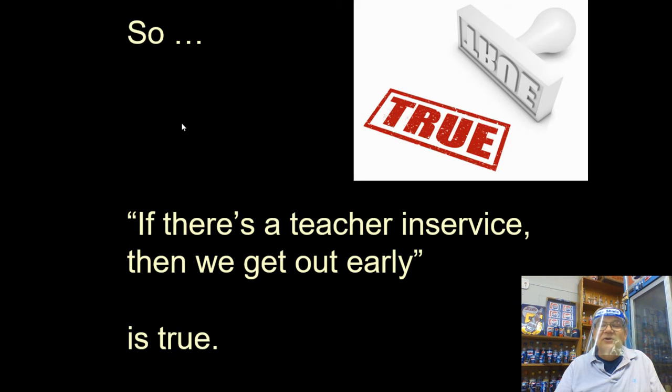So we're going to look at another quick example here. I have, if there's a teacher in service, then we get out early, and I'm pretty sure that is a true statement. Because I'm pretty sure whenever there's a teacher in service, you do get out early. The only possible exception to that would be like when we had in service before the year even started and you weren't in school to begin with. But, like, I think it's actually next Wednesday, not tomorrow, but the week after that, we will have a teacher in service and you will indeed get out early. Last week, there was a teacher in service on game day and you got out early for that.